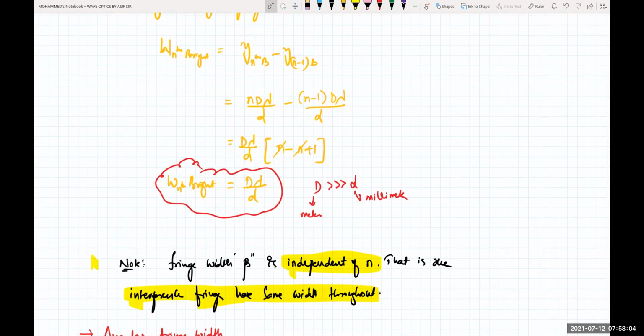Again, for this also, I'm getting the same formula, capital D into lambda by small d. And here capital D must be much greater than small d. The capital D is in meters, whereas small d is in millimeters. So what is the fringe width formula beta? Fringe width beta is equal to capital D lambda by small d.